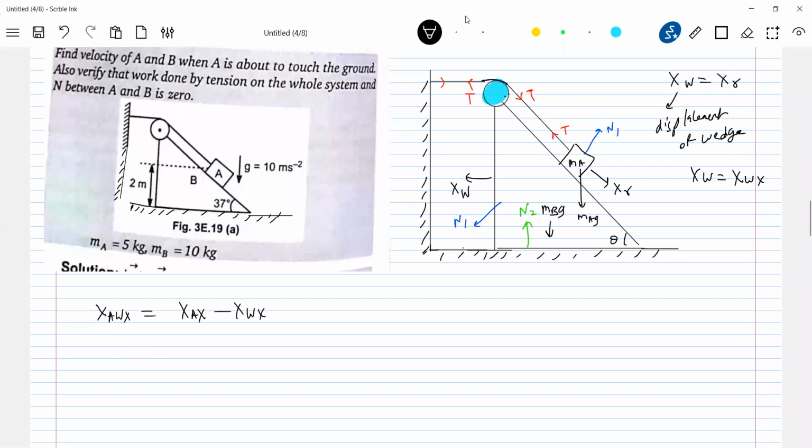Along x-axis, how much should it be? XR cos theta. I don't know the displacement of the block with respect to ground along x-axis. And this will be positive, no? Anything directed towards right, only for this relative displacement, this one will be positive, and this will be negative. So XAX is equal to XW plus XR cos theta, minus angle. So what should you write?